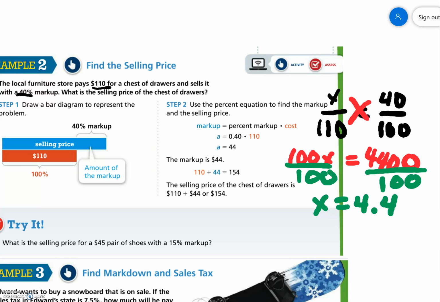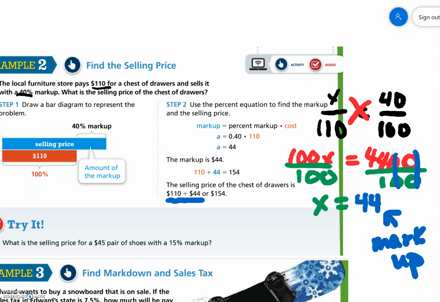Oh, I did that wrong anyways. I never get my dividing right. 4,400 divided by 100, look, we can just cross out the zeros. It's 44. So anyways, they didn't sell the chest for $44. They wouldn't make any money. They bought it for 110. This is the markup. So we take the original price and add that. So 110 plus 44 equals 154.